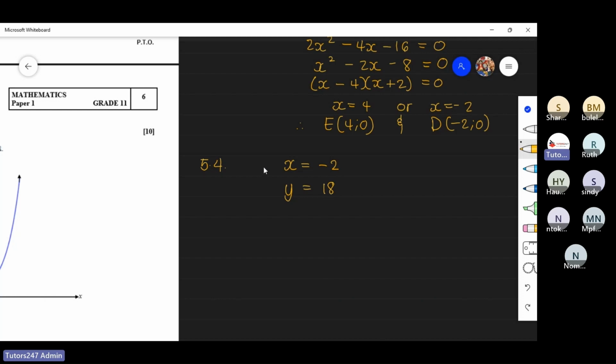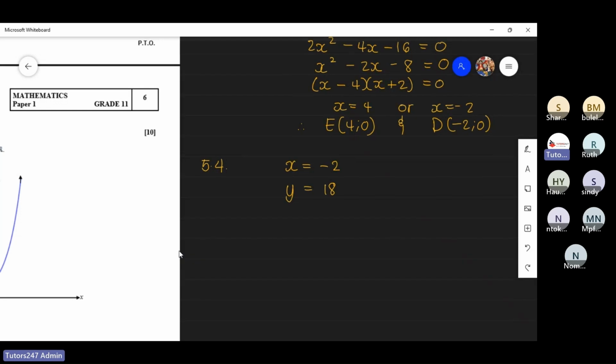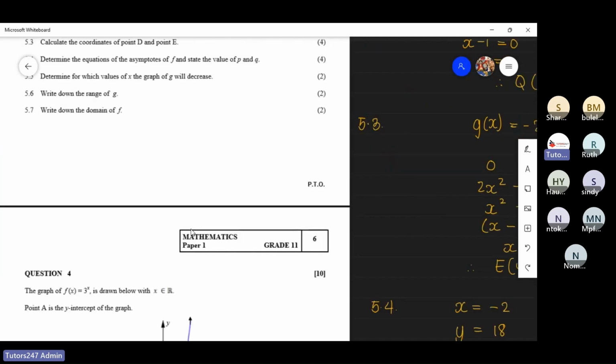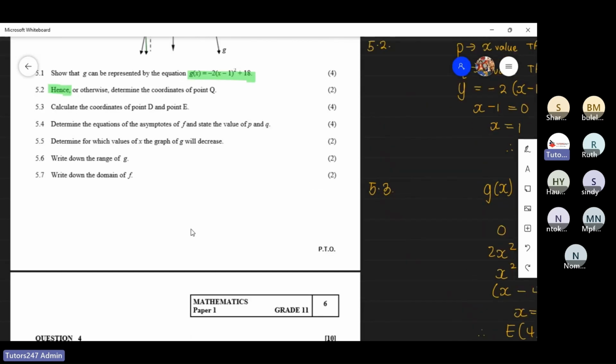That is our equations of our asymptotes. We get 1 mark per equation. Now the question is not complete. We need to state the values of P and Q.